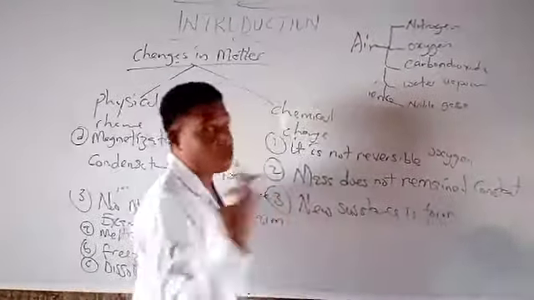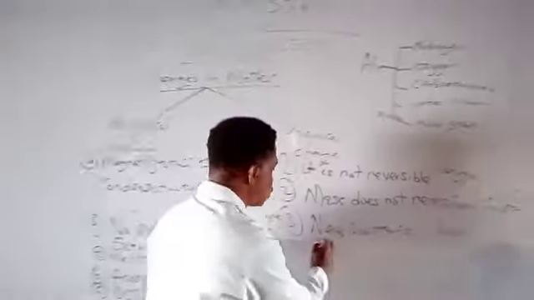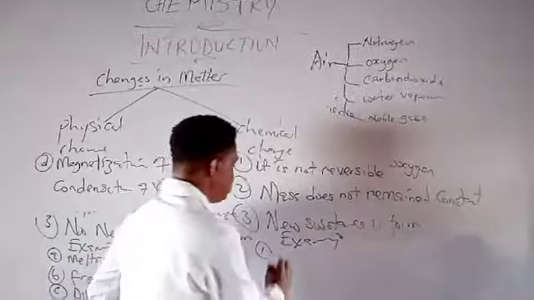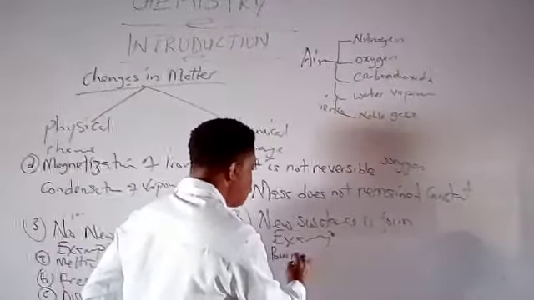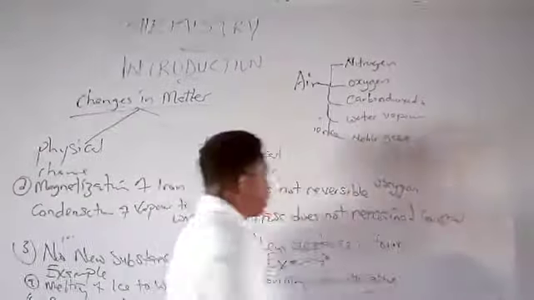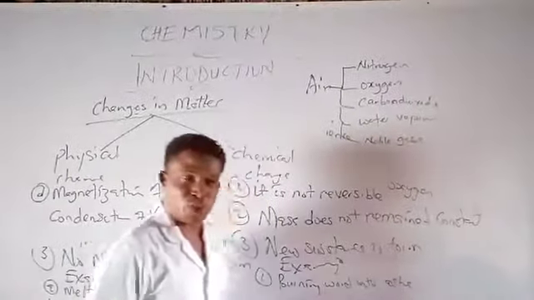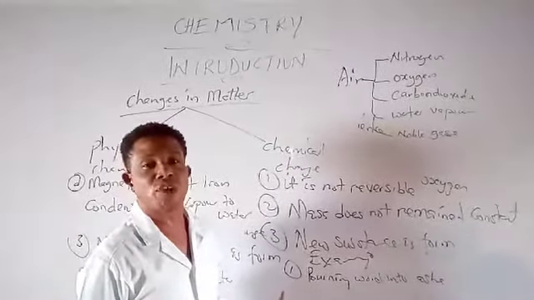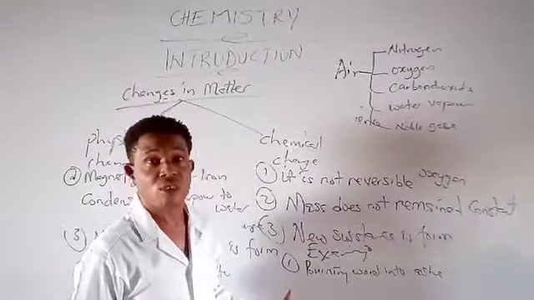Now, examples of chemical change. We said it is not reversible. Take a look at that. Number one example of chemical change is the burning of wood into ashes. You cannot recover it back. You cannot reverse this process. You cannot turn ashes to wood. It's impossible. Even if you are a prophet, I think it will be very difficult to do that.